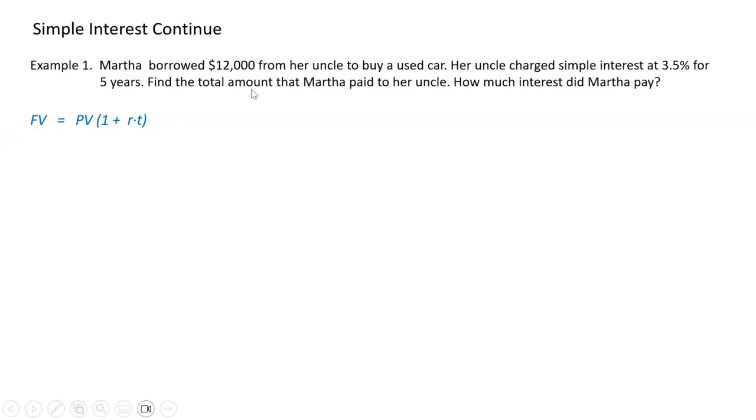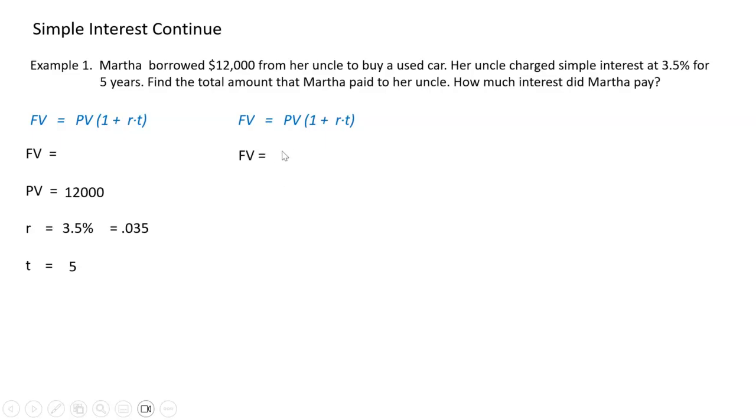So with this formula, guys, we're going to find the future value, right? I mean, the total amount that Martha paid to her uncle. But if we use this formula, then we have to use this other formula that goes with it. The interest will be the future value minus the present value, which I'll show you right now. Anyway, again, it's the same interest rate, same time. Let's plug into the formula.